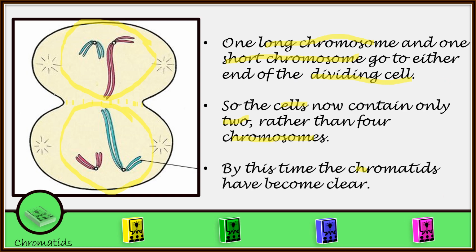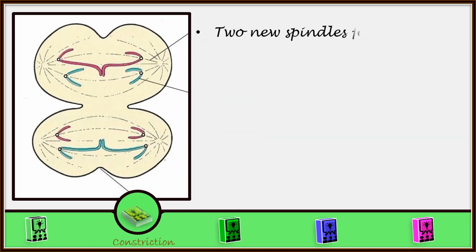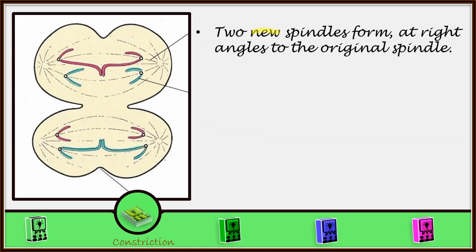By this time, the chromatids have become clear. Now you can see that each chromosome has the paired chromatids. Now the chromatids are visible. You can see that this chromosome has got the chromatids and this one has got the chromatids. 2 new spindles form at right angles to the original spindle.